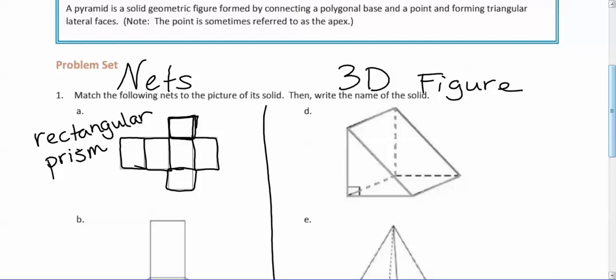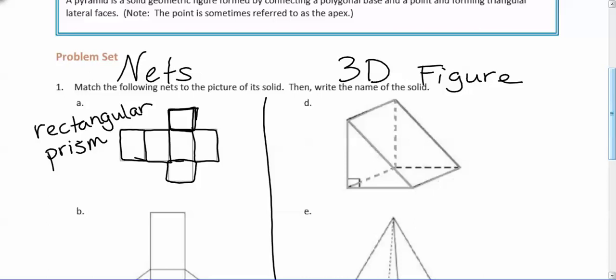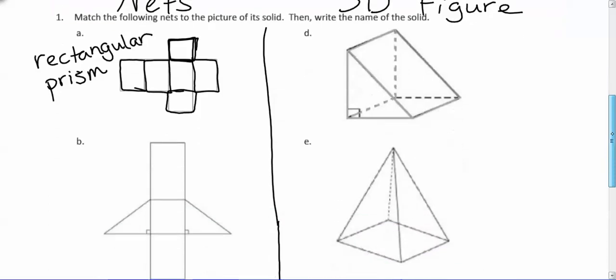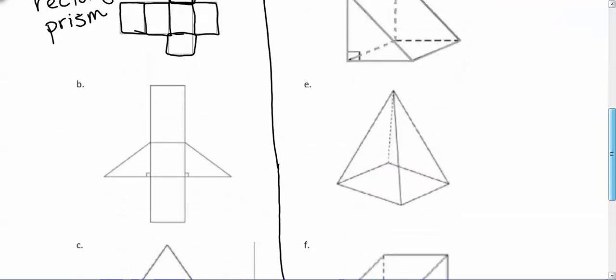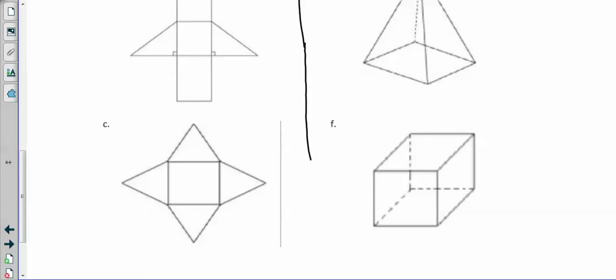So a rectangular prism net looks like that fun-shaped thing over on A. Who can tell me which one of these it would be? Would it be D, E, or F when it is folded up? Paula? F. Very good. So next to F, we're going to write rectangular prism again.